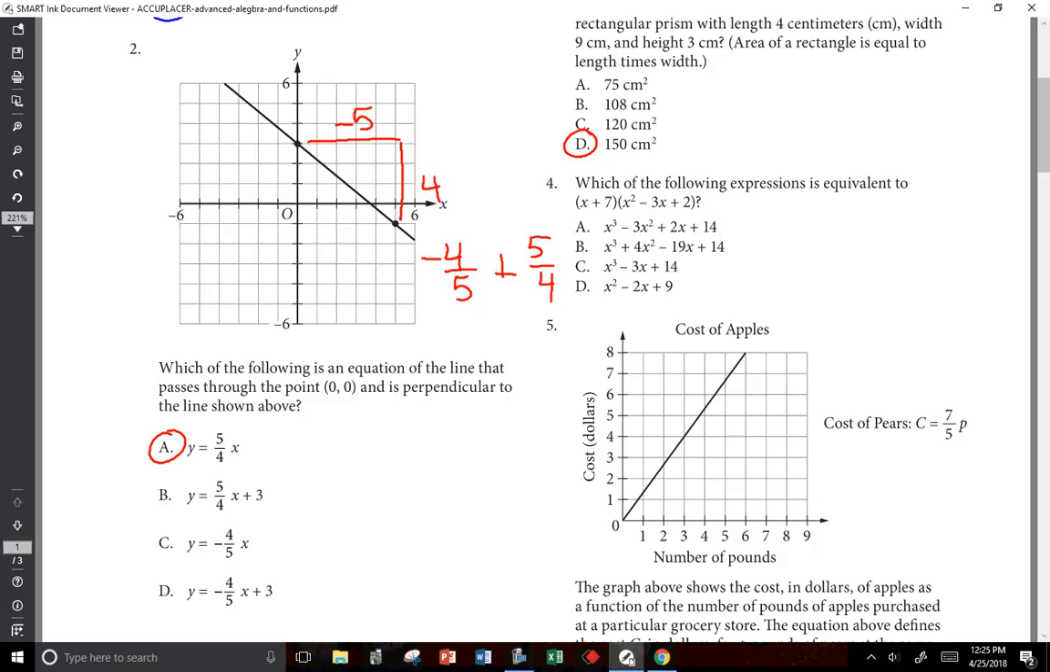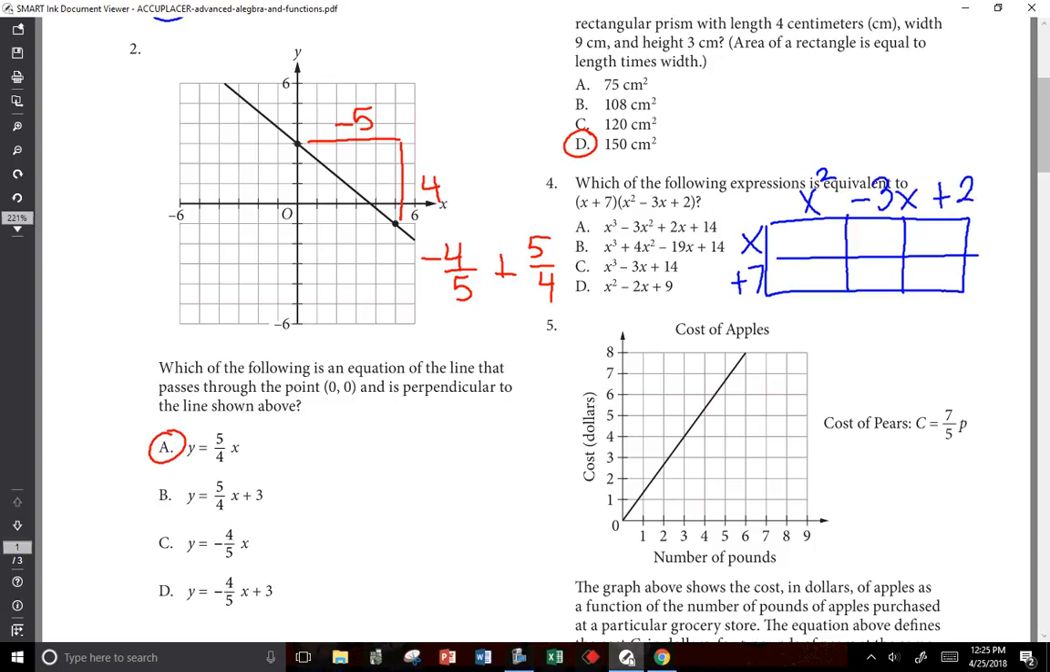Okay, so I have x plus 7 along the 2 side, and then x squared minus 3x plus 2 along the 3 side. And then you just want to do the area of each individual square. So the first square, and I'm calling it square, I mean rectangle because they're not the same dimensions. But anyway, x times x squared would be x cubed. X times -3x is -3x squared.